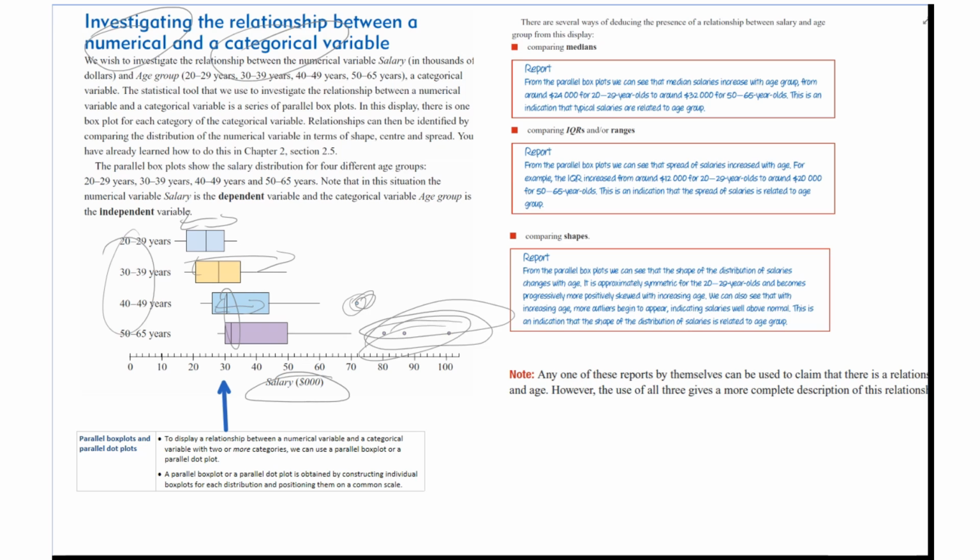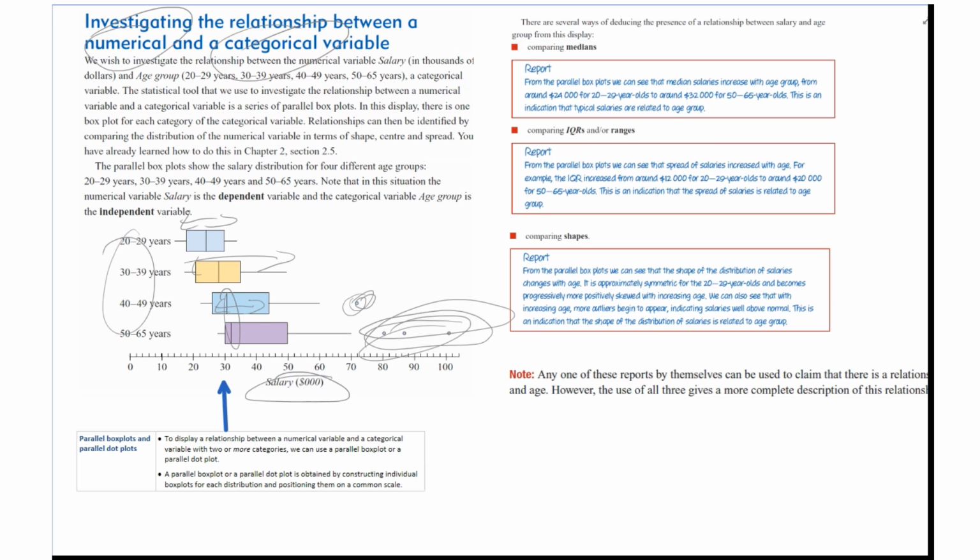If we're comparing medians, we can see from the parallel box plots that the median salaries increase with age group, from 24,000 for 20 to 29 year olds to around 32,000 for 50 to 65 year olds. It's an indication that typical salaries are related to age group. That's how you could write it. Another way to write it is with IQRs and ranges. From the parallel box plots, we can see that the spread of salaries increased with age.